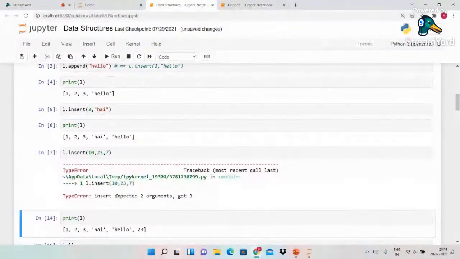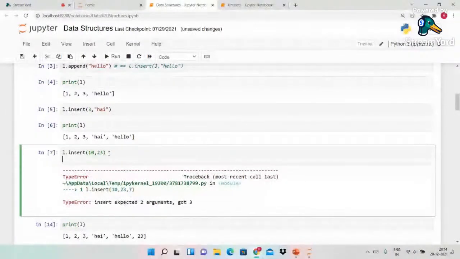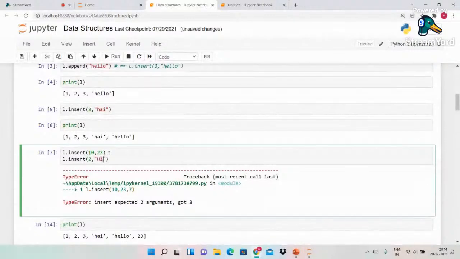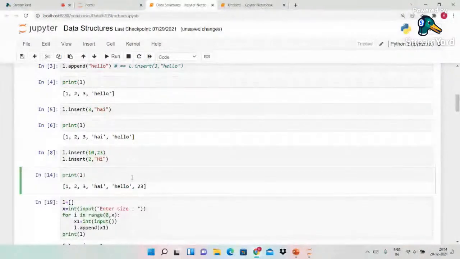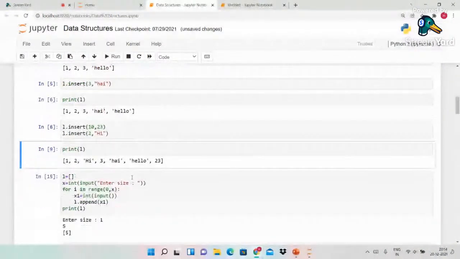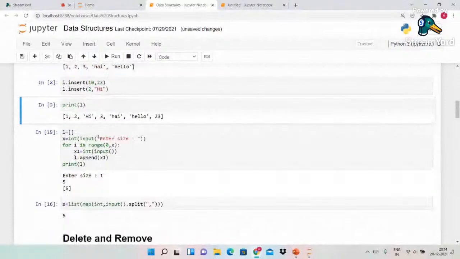Only a particular number of arguments are given as parameters. If you go beyond 3, it will throw an error. That is what is happening. But if you want to do something like L dot insert at 2 comma hi, you can do it. That is allowed. We can write two different statements and perform them. That is it, quite simple.